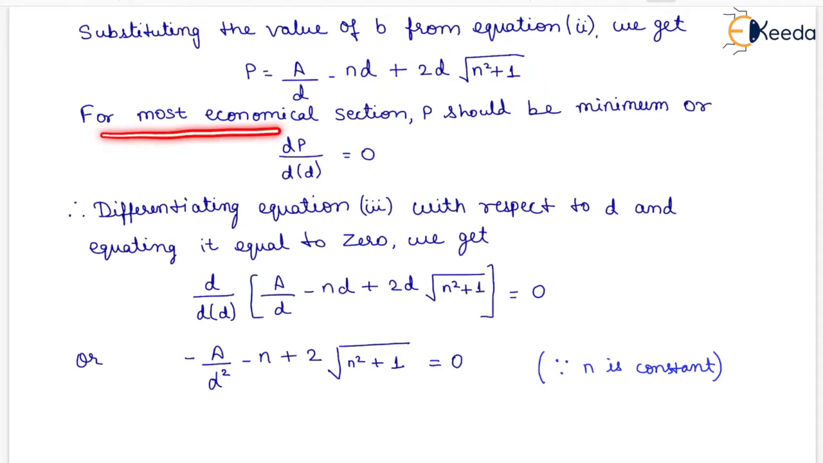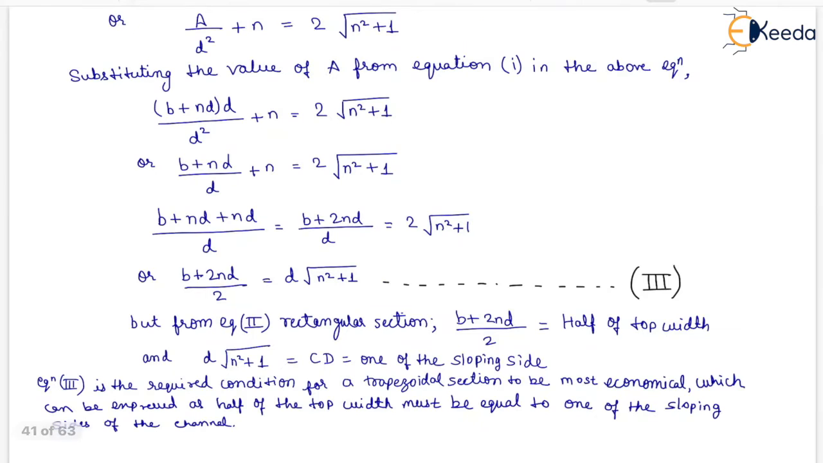Now, for most economical section, P should be minimum. Therefore, del P upon del D will be equal to 0. Now, differentiating equation third with respect to D and equating it to 0, we get minus A by D square minus N plus 2 under root of N square plus 1 equal to 0, where N is constant. Now, A by D square plus N will be equal to 2 under root of N square plus 1.